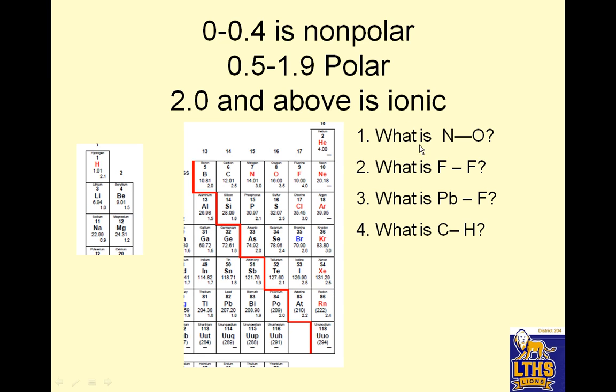Okay, so let's practice. Between N and O, 3 and 3.5. So here's 3, 3.5. What's the diff? 0.5. This is a polar covalent bond.